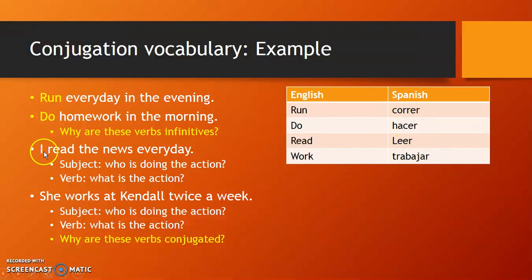So if I actually went ahead and wrote some sentences with these words, you can see that now I know the subject and the verb. So these are conjugated. So I read the news every day. Who is doing the action? I am. What's the verb? Read. She works at Kendall twice a week. Who is doing the action? She is. What is the verb? Works. And why are these verbs conjugated? Well, we know who is doing the action. And if you look at this, we know when the action's happening. We know the tense. So that's how you know if verbs are conjugated or not. This is very similar in Spanish as well.